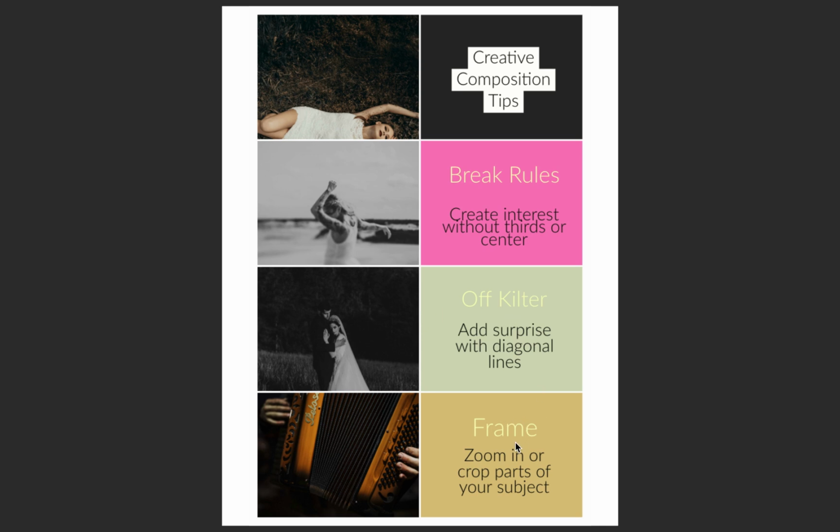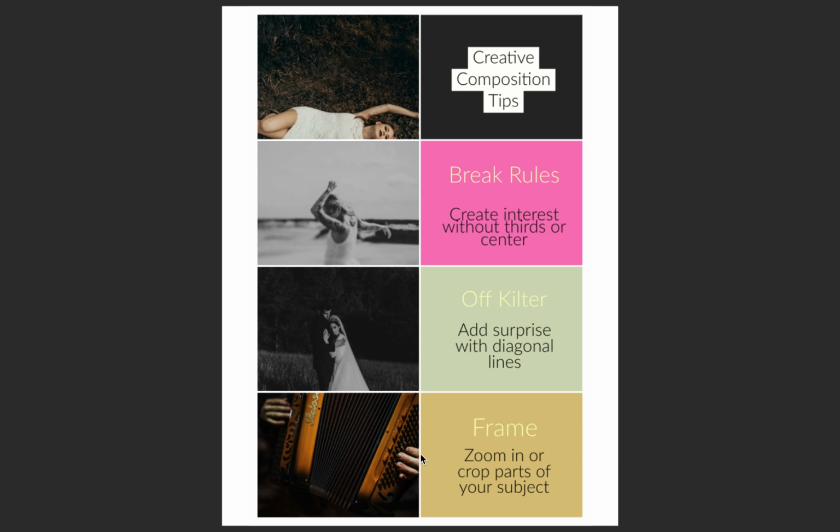All right, finally, using the frame to creatively compose your photographs. This is a photo of someone playing an accordion, and during the shoot, I decided I was going to zoom in on the hands and the actual accordion, and it ended up being one of my favorite photographs from this shoot because I did that.